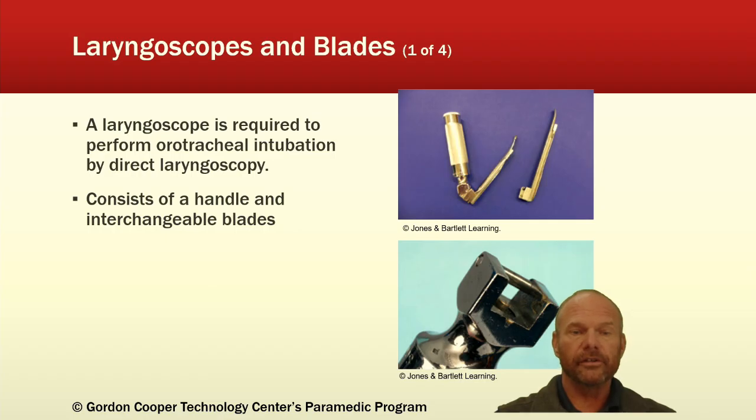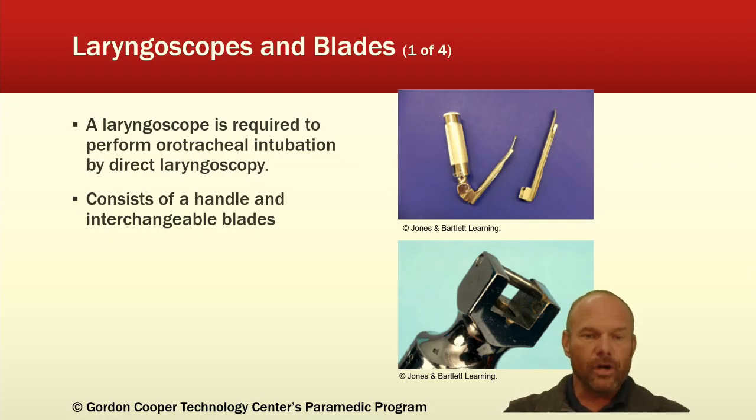Laryngoscope and blades. So the purpose of the laryngoscope and blades, the laryngoscope is essential for performing orotracheal intubation using laryngoscopy. What it does is it allows you to visualize the vocal cords and the glottic opening. Within it, there are several components: it has a handle and interchangeable blades. The handle houses the power source for the blade's light. Now, some are disposable, some are not. It all depends on what your service uses, but they should all have obviously a built-in light source. There's also ones that have fiber optic, all kinds of stuff out there.